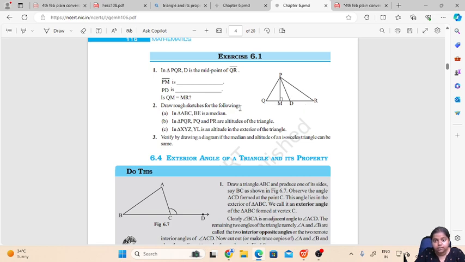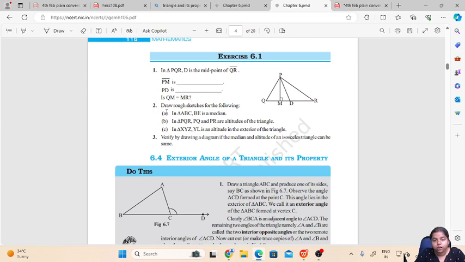No, correct, because QM is not equal to MR, because M is not a midpoint, it's an altitude. The midpoint is D, so QD is equal to DR. Okay, QD is equal to DR, but QM is not equal to MR, because this is not a median point.